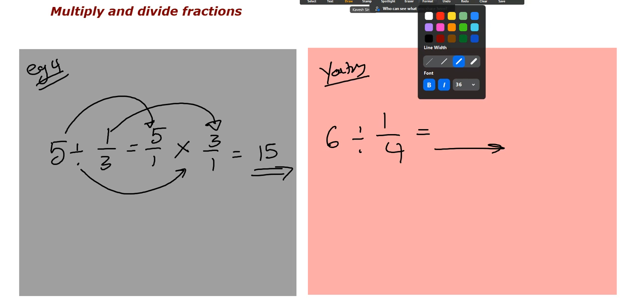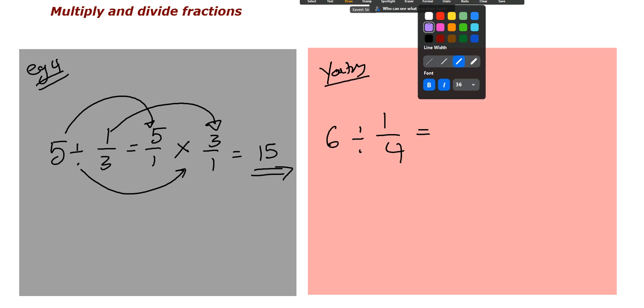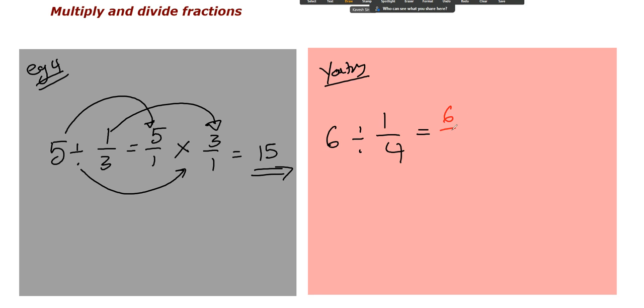All right, you should be done now. So what you got here is you're going to take 6 over 1. Remember, that's going to be 6 over 1 times the opposite of that, which is 4 over 1. So that becomes 24, which is 24 over 1.